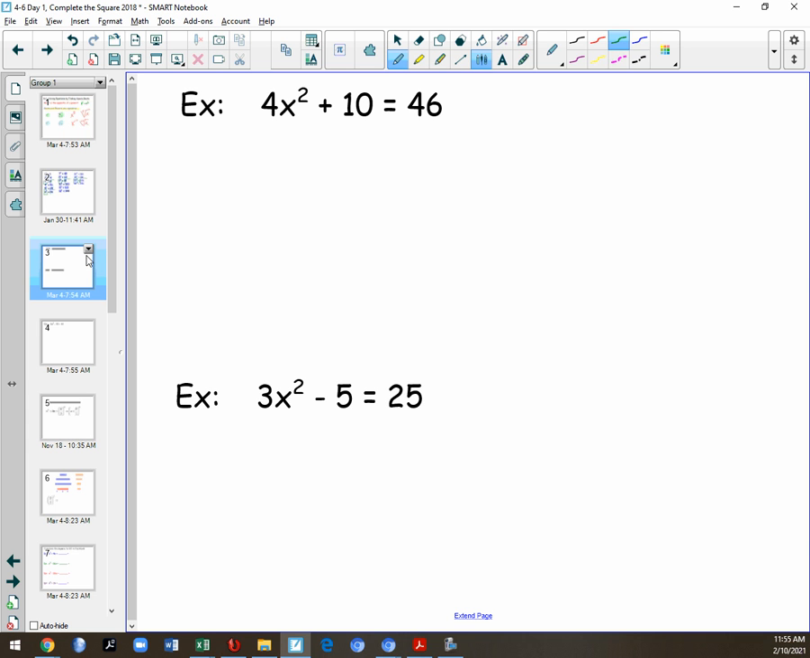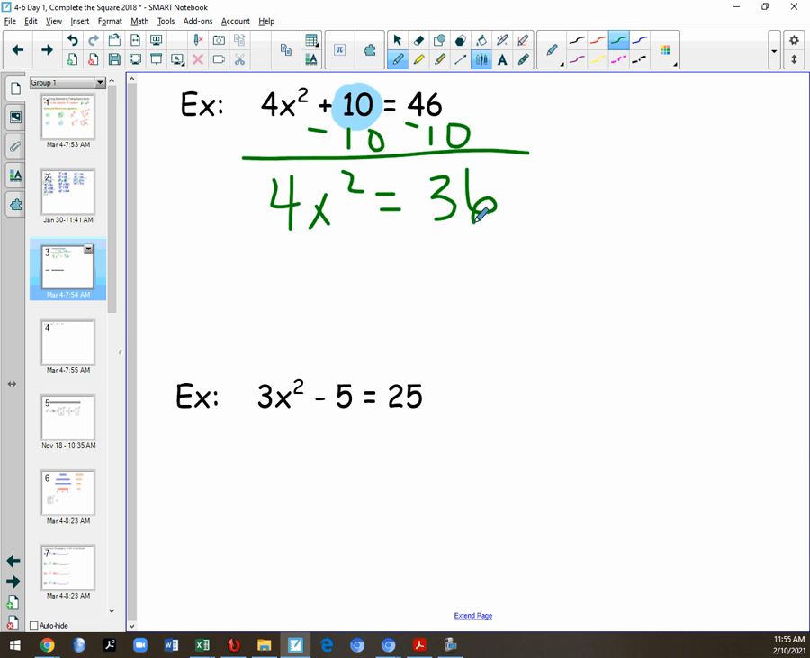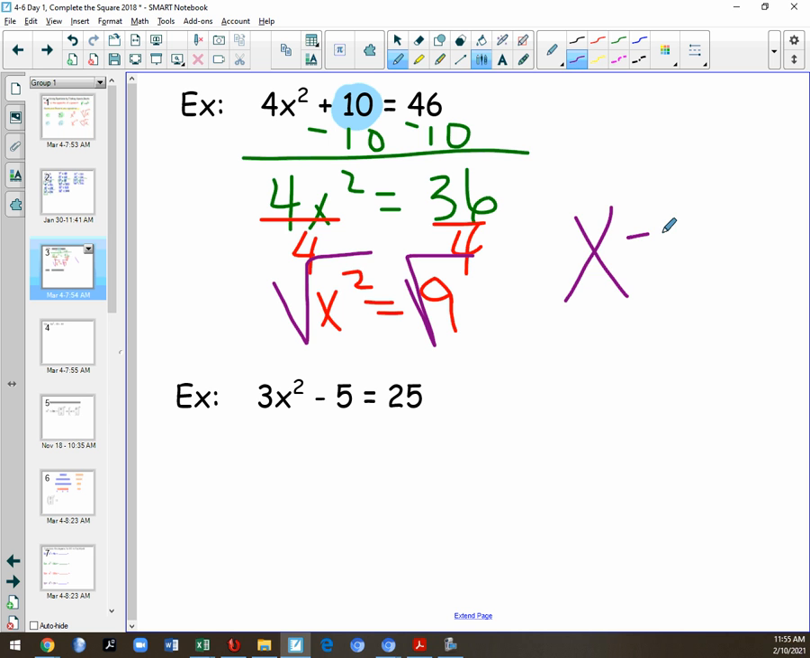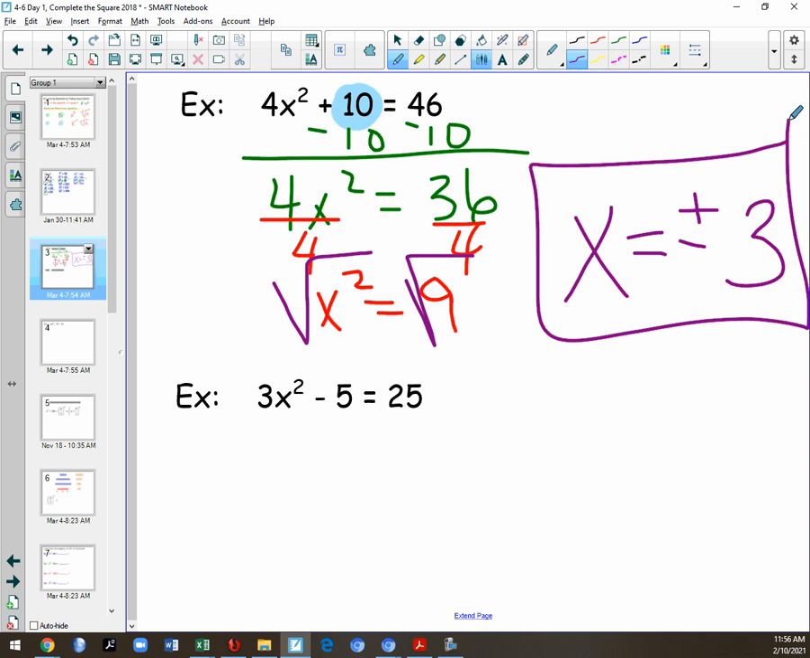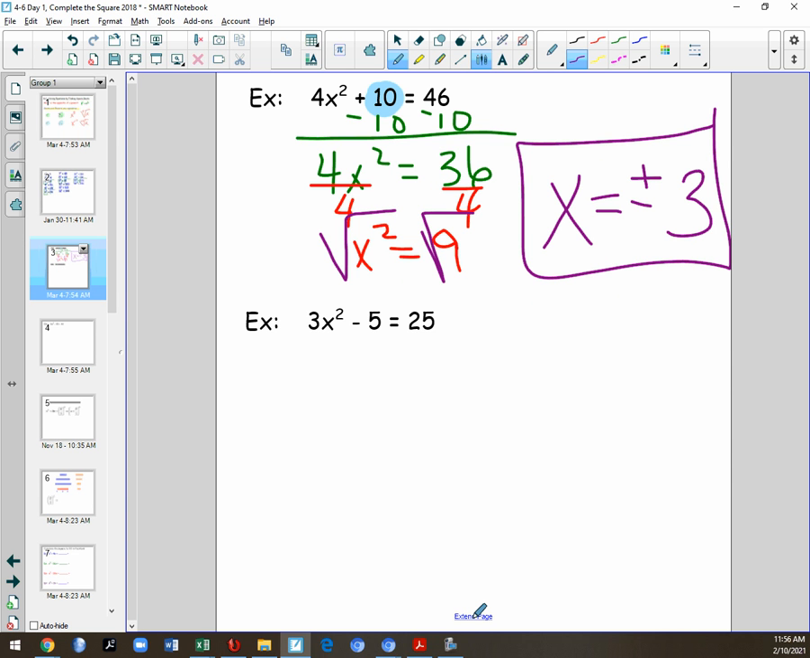So let's solve this equation straight out. How do I get rid of this plus 10? I'm going to do that by subtracting 10. So that's 4x squared is equal to 36. So now, how do I get rid of the 4? I'm going to simply divide by 4 on both sides. And I'm going to get x squared is equal to 9. Now, the opposite of a power is a root. So now I'm going to take the square root. So that means x is equal to, as soon as you use the square root symbol, put the plus or minus symbol there, and you have 3. There's your answer.